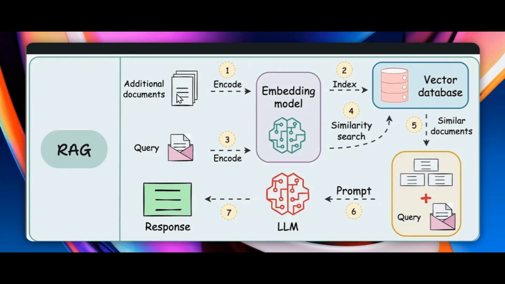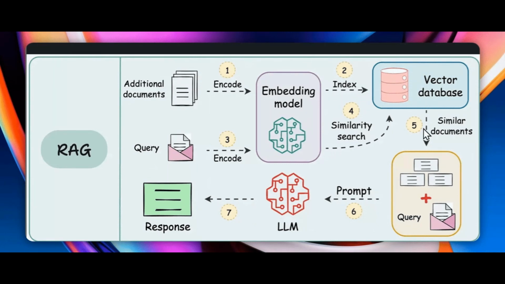First we take the documents and convert them into vectors using an embedding model. These vectors are stored in a vector database. When a user asks a question, the query is also converted into a vector. The system searches for similar documents in the database. The most relevant documents are retrieved. These documents plus the query are sent to the LLM. Finally, the LLM generates a much more accurate response using both its knowledge and the retrieved content.